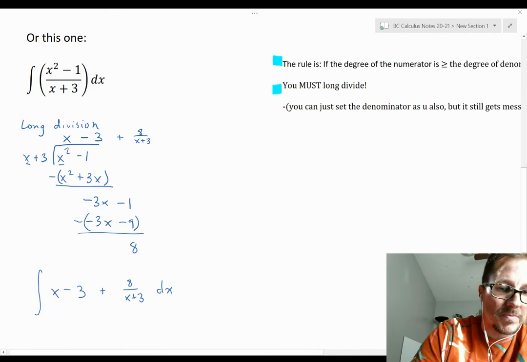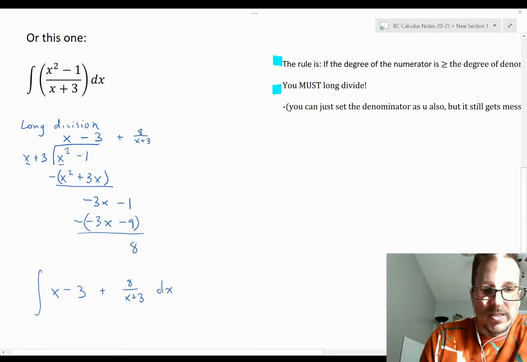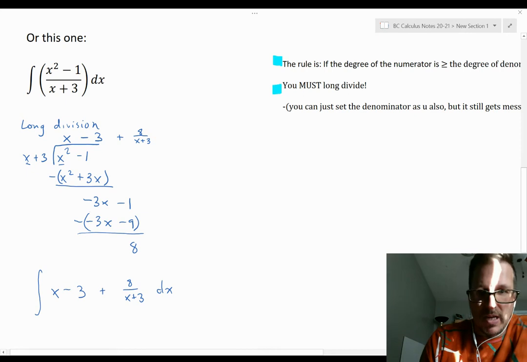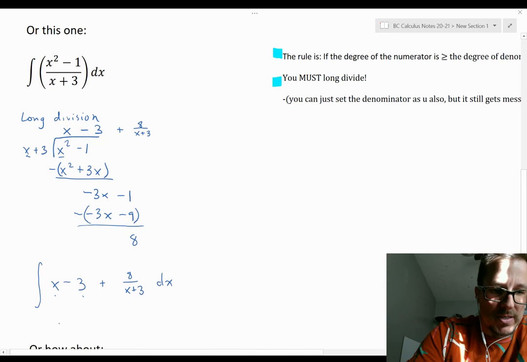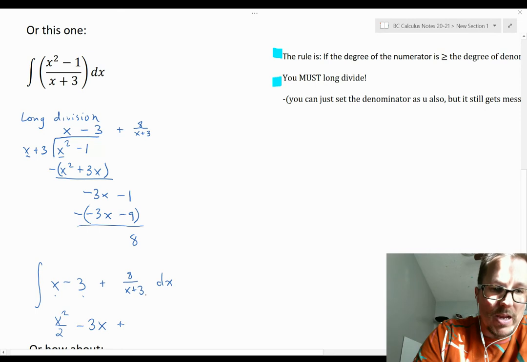dx. So then it's fairly simple, meaning it's not totally simple, because the antiderivative of x and negative 3 are pretty obvious, right? That'll be x squared over 2 minus 3x. But then we've got to think about how to integrate 8 over x plus 3. So how would we integrate 8 over x plus 3?